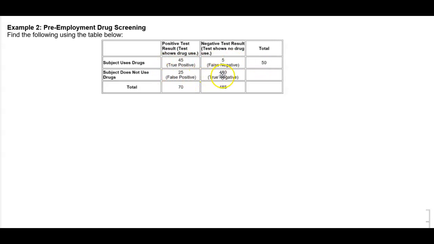If we want to find the total of subjects that do not use drugs, 25 plus 480 gives us 505. Now if we want to find the overall total in this particular study, we can either add the two rows together, or the two values for the columns, to get the total. So 505 plus 50 gives us a total of 555.